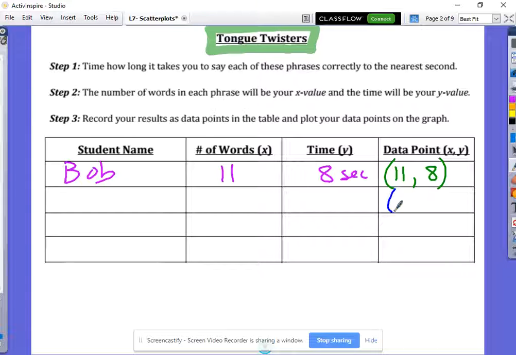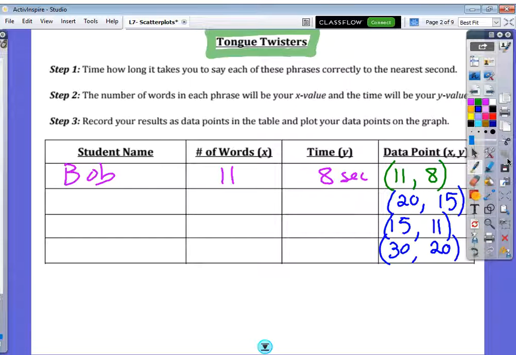So I'm just going to create some more. Let's say that we had 20 words in one, and that took us 15 seconds. Let's say that we had 15 words in another, and that took us 11 seconds. Let's say that we had 30 words in the last one, and that took us 20 seconds. Okay.